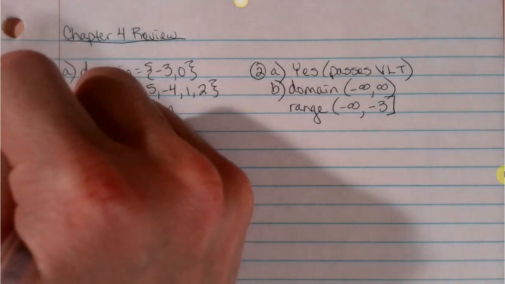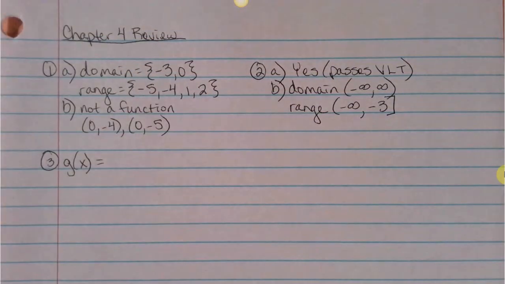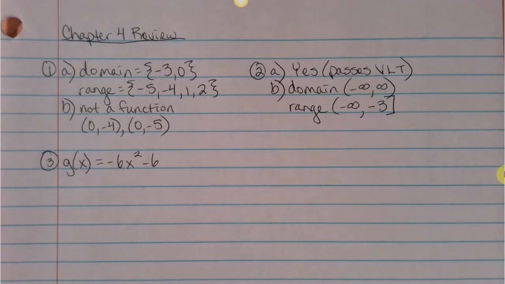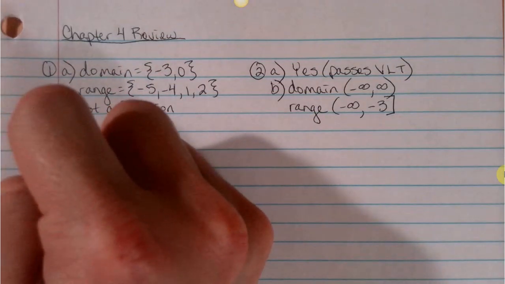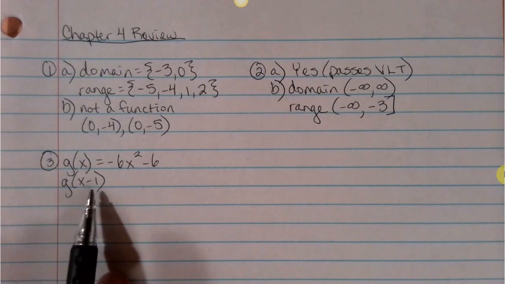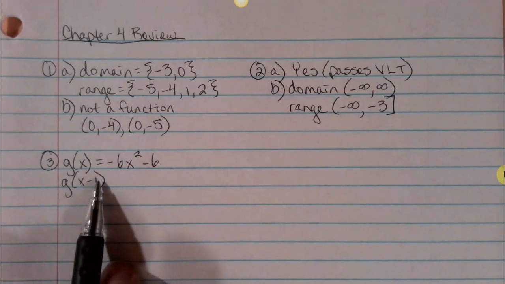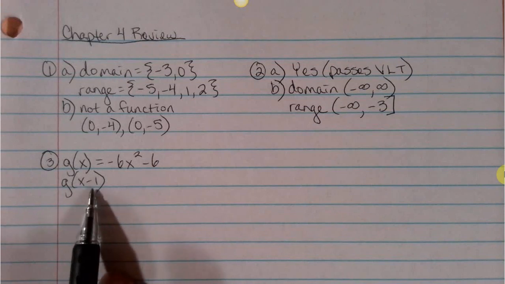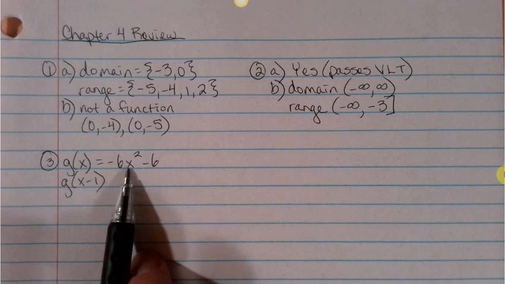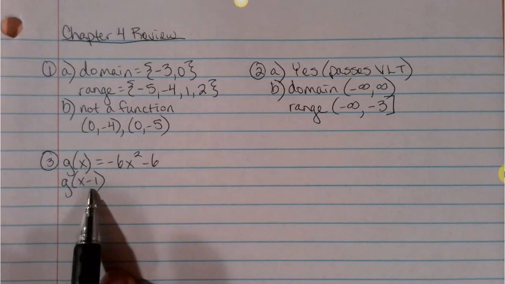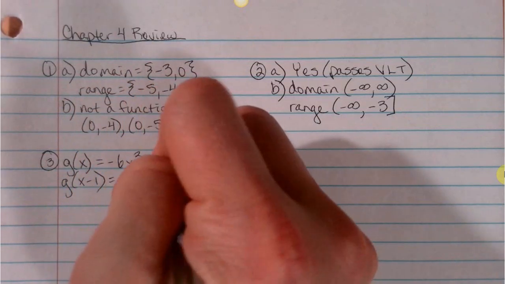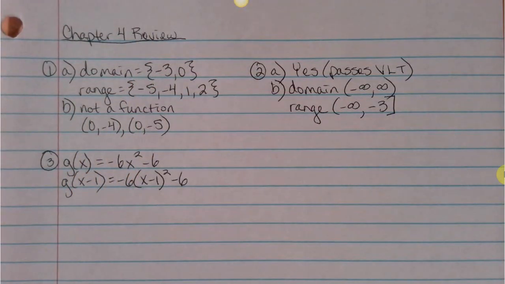Number 3, we are given the function g of x equals -6x squared minus 6. And we are supposed to find g of x minus 1. So remember what this notation means. This is telling us that whatever we see inside the parentheses, which in this case is the x minus 1, gets plugged into this function everywhere we see an x. So we're going to replace this x with an x minus 1, which would look like -6 times x minus 1 quantity squared minus 6.